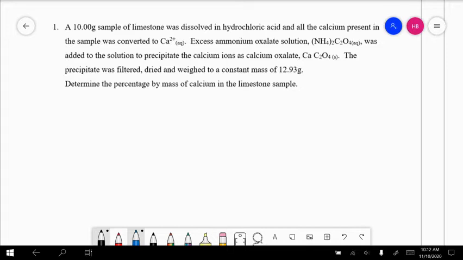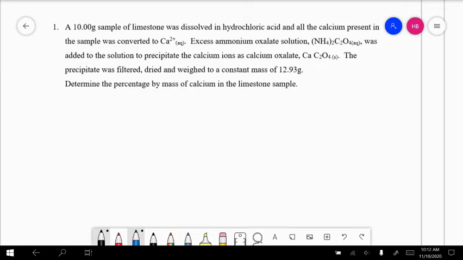Number 1 states, a 10.00 gram sample of limestone was dissolved in hydrochloric acid, and all the calcium present was converted to calcium 2+. Excess ammonium oxalate solution was added to the solution to precipitate all the calcium ions out as calcium oxalate. The precipitate was filtered, dried, weighed into a constant mass of 12.93 grams. Determine the percentage by mass of calcium in the limestone sample.